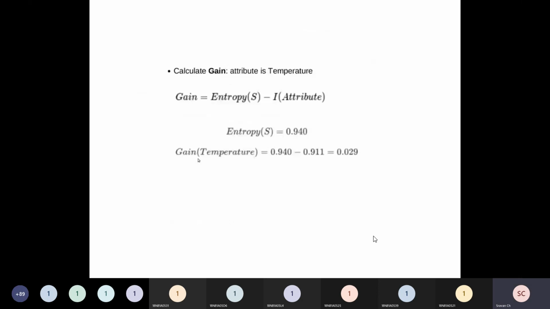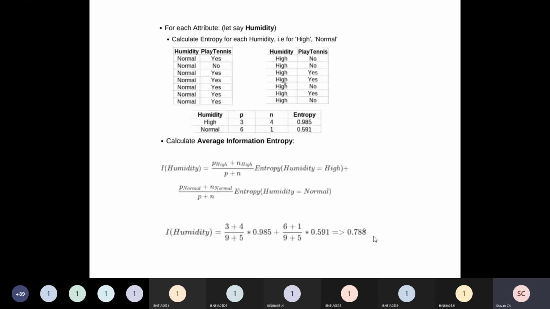Now what is the gain? Gain of temperature is equal to overall entropy minus I of temperature. What is overall entropy? Entropy of the entire data set is 0.940. 0.940 minus 0.911, you will see the difference, 0.029. So this is how I got the gain of temperature. Same process I should repeat on the remaining two parameters, humidity and wind.